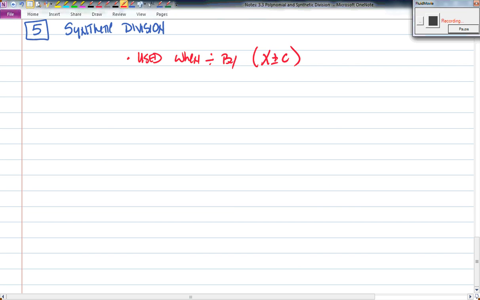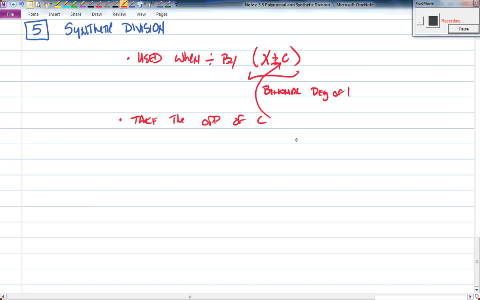So synthetic division is another way of dividing polynomials, but it's very, very limited. I tell it to all of my students: you can only use it when you're dividing by x plus or minus c. In other words, when we're talking about a binomial with a degree of 1. That's when you can use it. The way you do it is you take the opposite of c, and the c I'm talking about is this c right here.